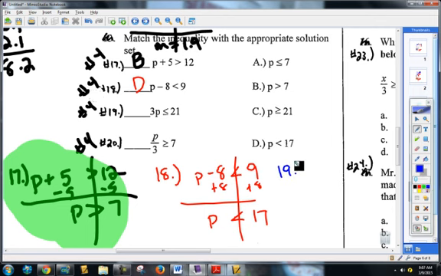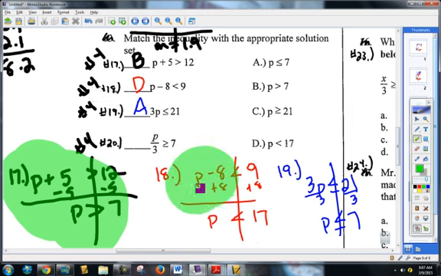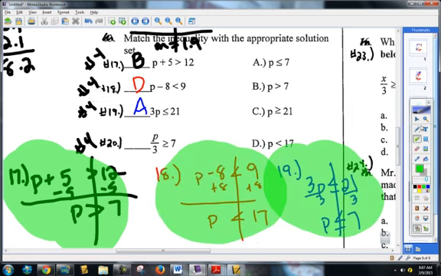Number 19, okay, I got 3P is less than or equal to 21. So I'm going to divide by 3 to both sides. That means P is less than or equal to 7, which would mean letter A. But again, I must see this work just so you guys are hearing me.